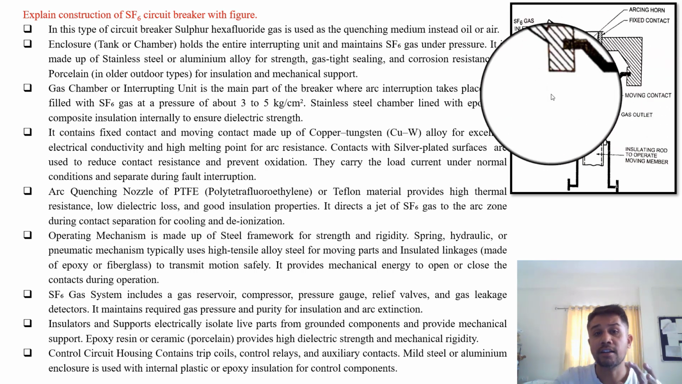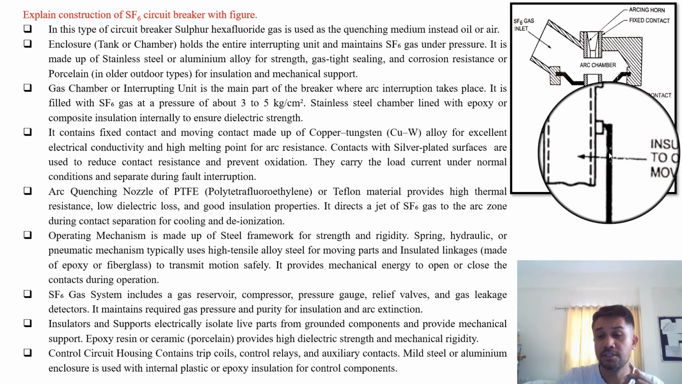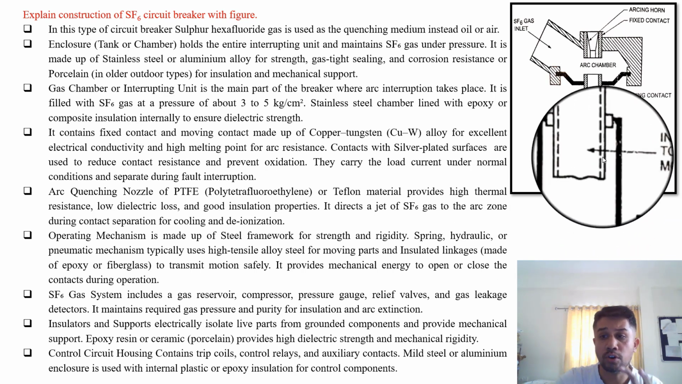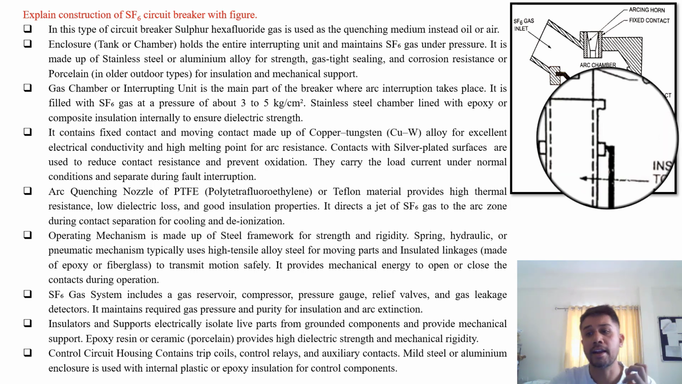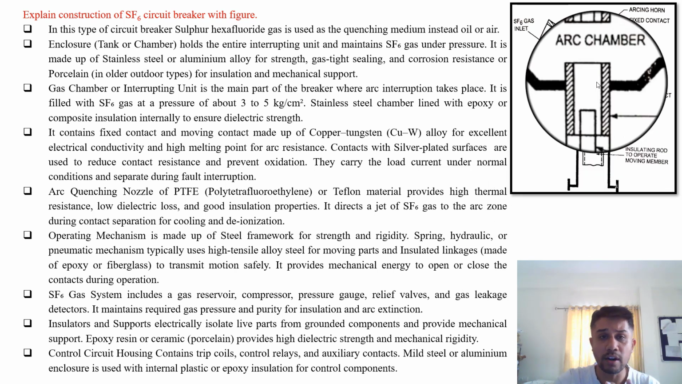This is the arc chamber or the complete enclosure or the tank. This is the insulating support or rod to operate the moving member or the moving contact. So this is how the SF6 type breaker looks constructionally. Simple figure you have to draw when asked in the examination. So this is the constructional detail of SF6 circuit breaker with the material required for the construction.